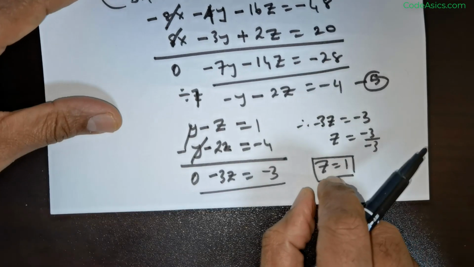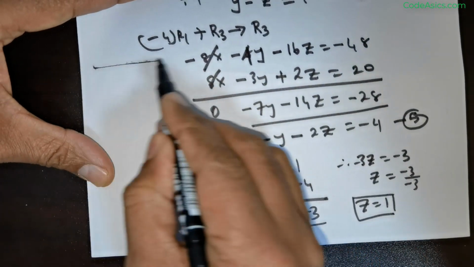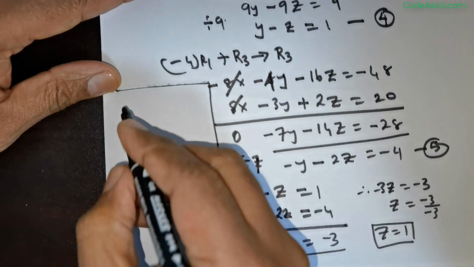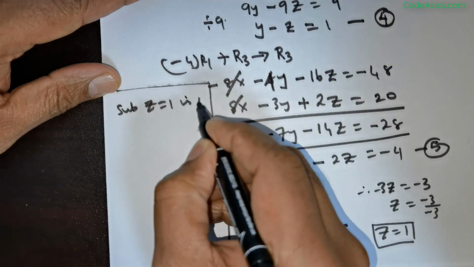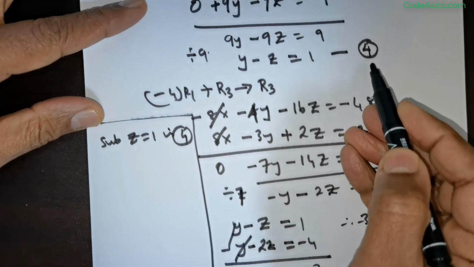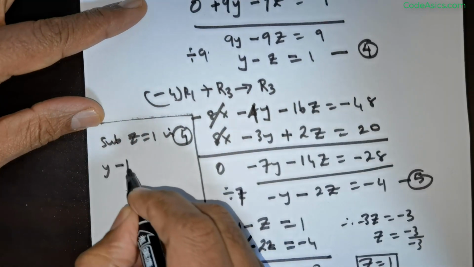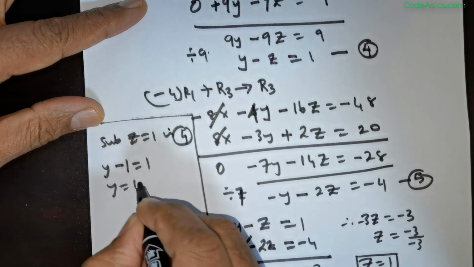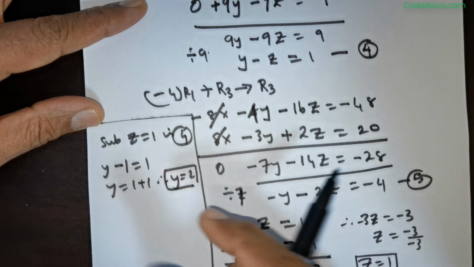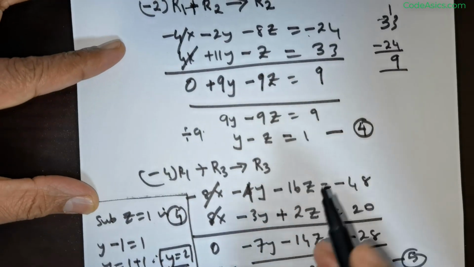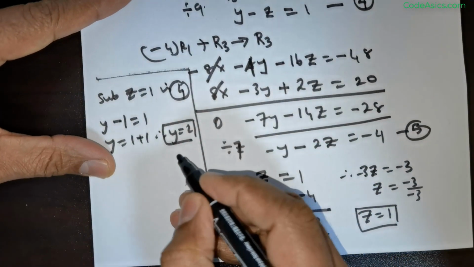Now if z is equal to 1, you substitute. So let me utilize this part of the page. So substitute z is equal to 1 in 4. I'm going to utilize this. So what happens here? So y negative 1 is equal to 1. So y is equal to 1 positive 1. So therefore y is equal to 2. So I've got two values here. Just by a simple elimination, two values are being extracted.